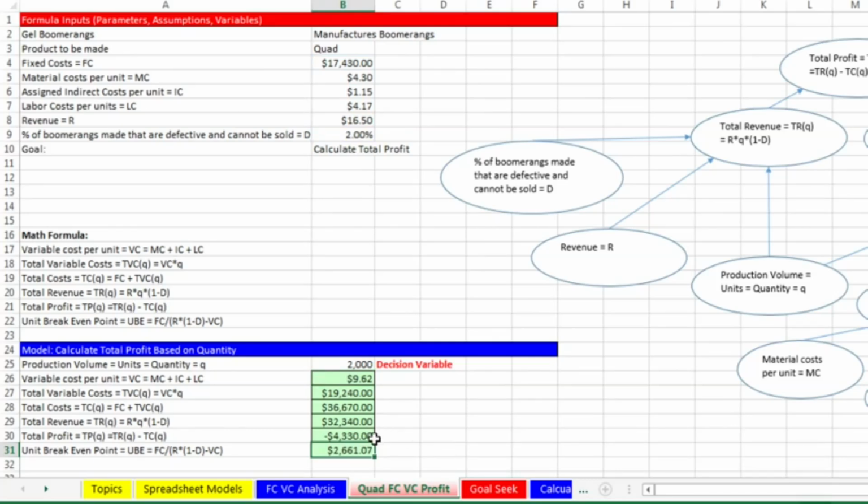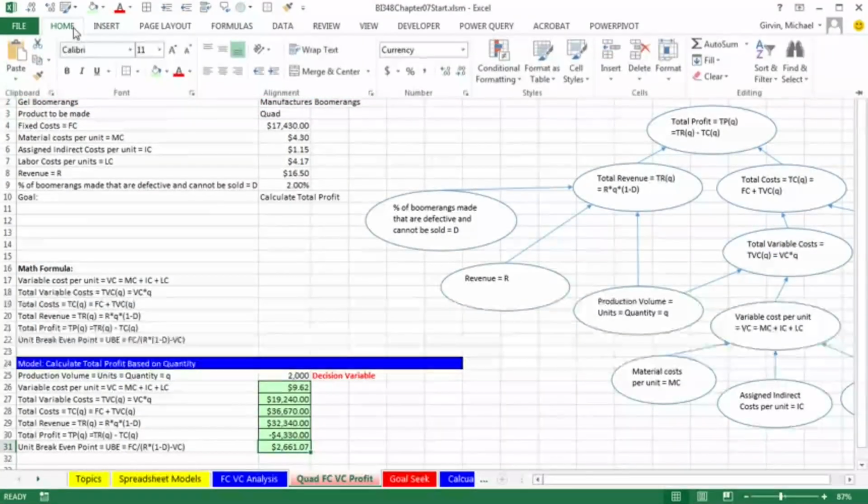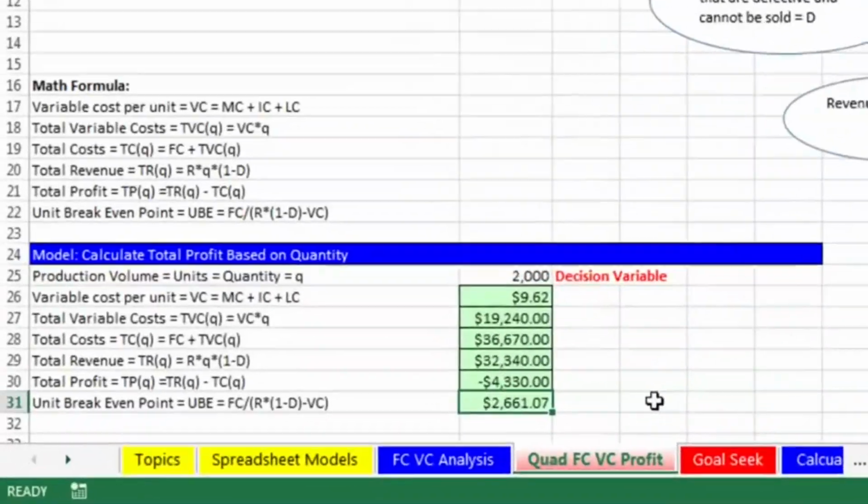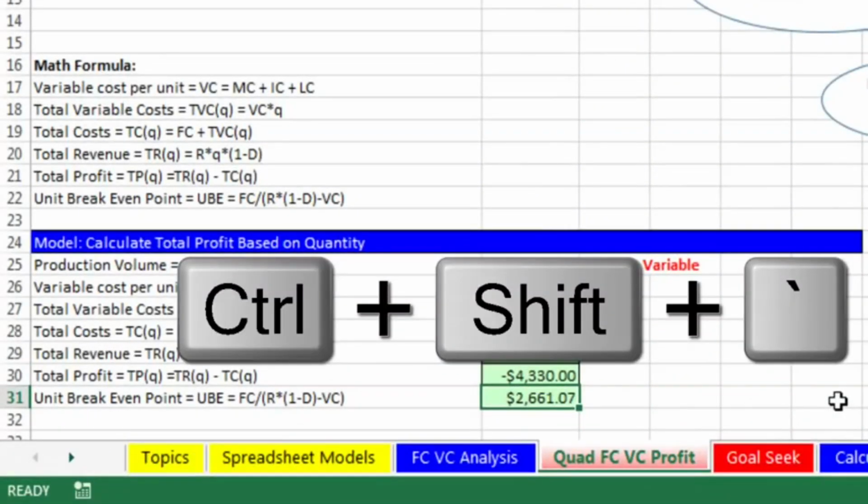Now, when I Control Enter, it's sucking in our number formatting here, and I need to wipe this away because this is not dollars, this is units. You can go to Home, over to the number group, the drop down in General, or you can use the keyboard Control Shift grave accent tilde. By the way, that grave accent tilde key is to the left of the number 1 and above Tab.